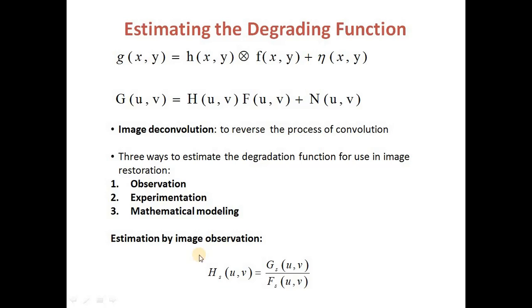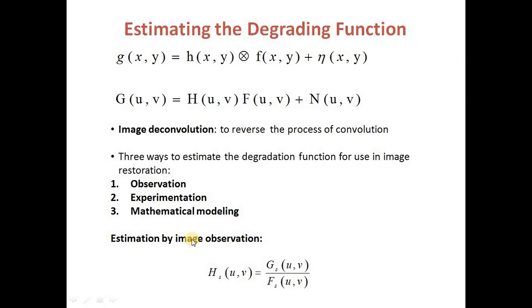In this method, what we have is only a degraded image represented as small g of x comma y, and represented in the frequency domain by capital G of u comma v. And at this point, when we are given this degraded image, we have no knowledge about the degradation function h. The degradation function h in the spatial domain is small h of x comma y. The degradation function represented in the frequency domain is capital H of u comma v.